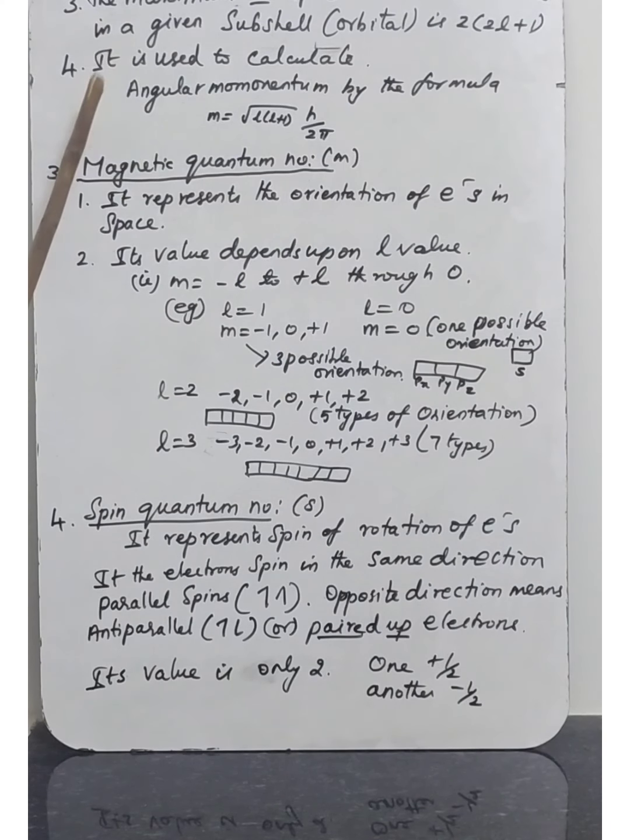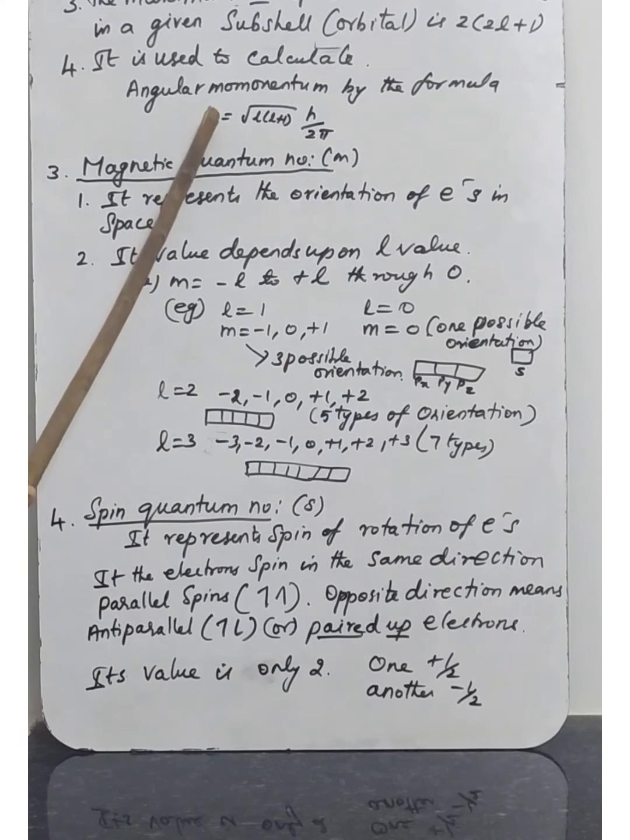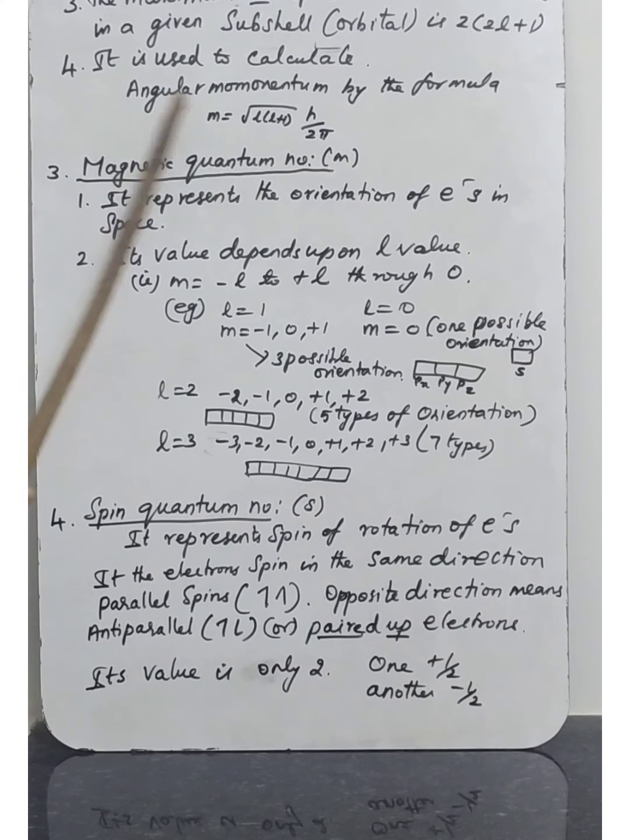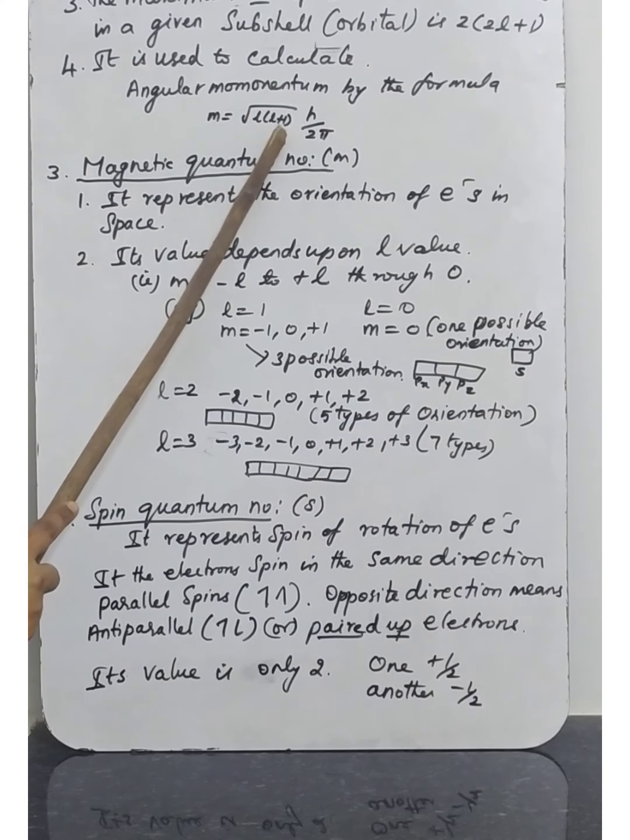Okay, next one. It is used to calculate the angular momentum of the electron. So what formula can we use to find the angular momentum? Square root of l into (l plus 1) into h by 2 pi. Understood or not?